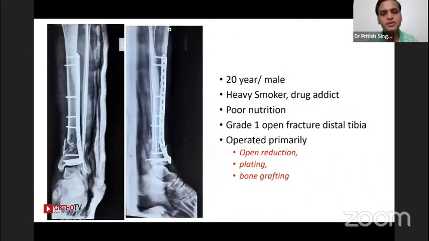So I'll be presenting a case of a 20-year-old male. He was a heavy smoker. He was addicted to substances like opium, and he had poor general nutrition.